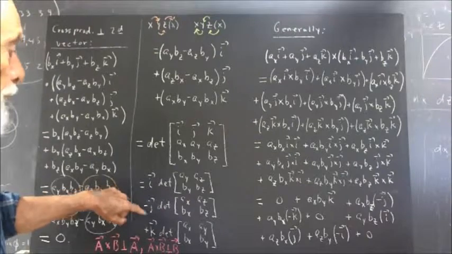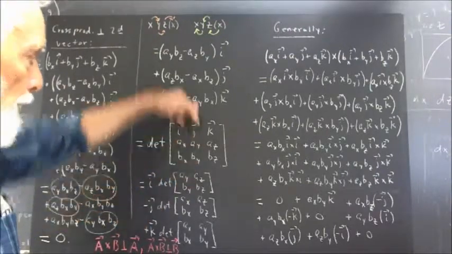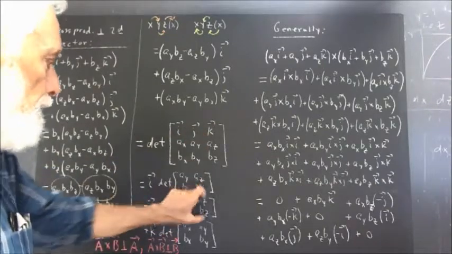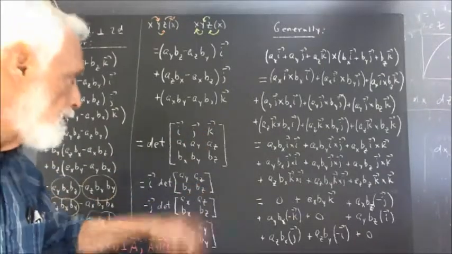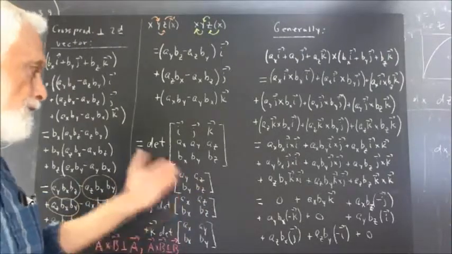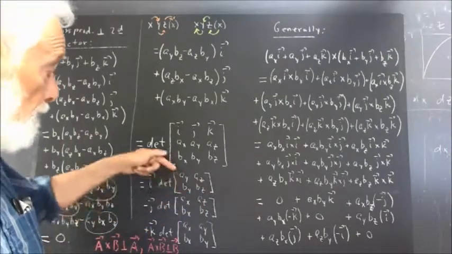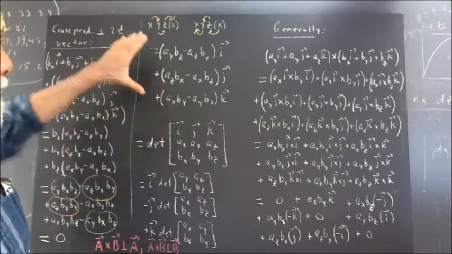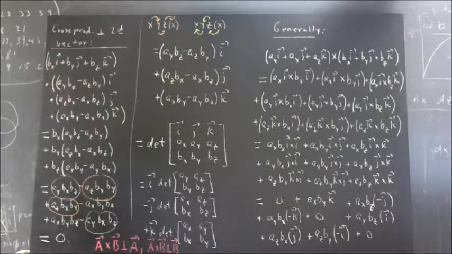Okay, and then we have minus J times the determinant of the minor that we get when we eliminate this column, the AX, BX, AZ, BZ column, and similarly for the K. And you can verify, since you know how to do the determinant of a 2 by 2 matrix, this diagonal minus this diagonal, that you do get this expression out of that.